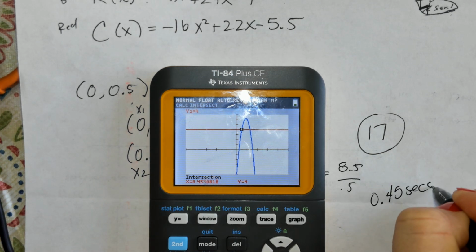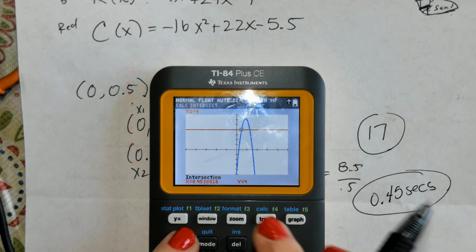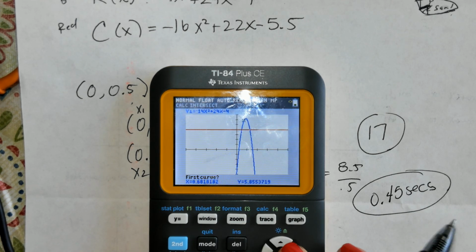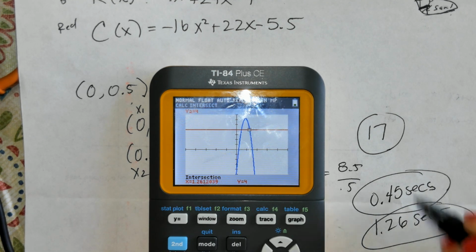0.45 seconds is one answer when it's 4 feet above the ground. Second trace, intersect. There we go. And at 1.2 seconds. In both of these cases, the ball would be 4 feet above the ground.